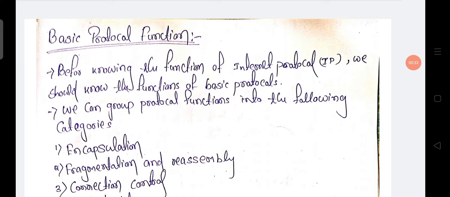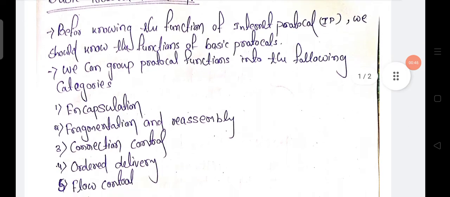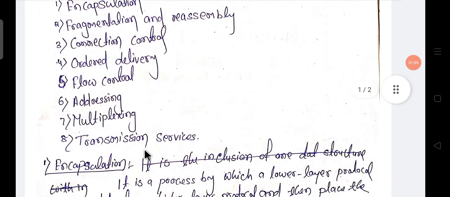So before studying the IP protocol, we should know about the basic functions of any protocol. Okay, the basic functions are categorized in this manner. The first is encapsulation, then fragmentation and reassembly, then connection control, then order delivery, then flow control, then addressing, multiplexing, then transmission services.